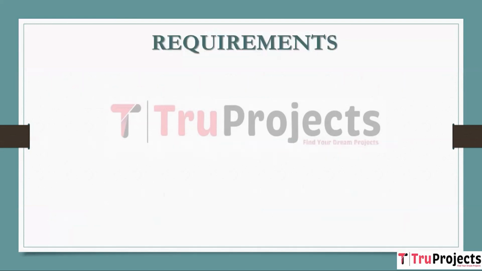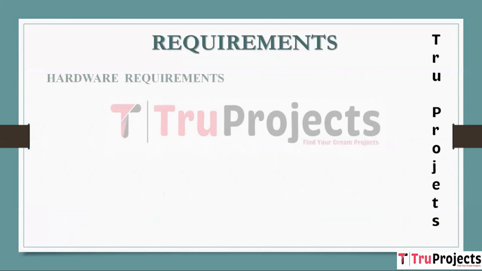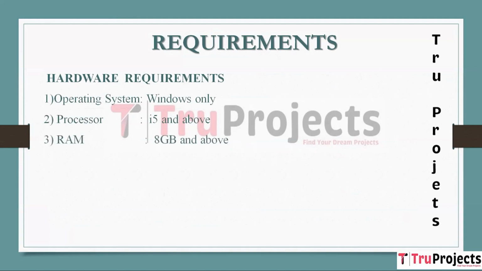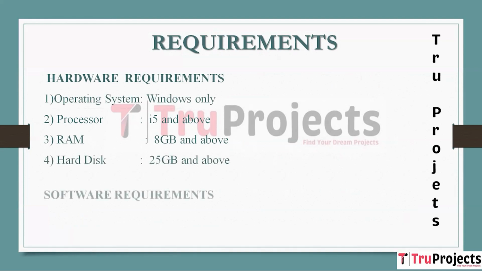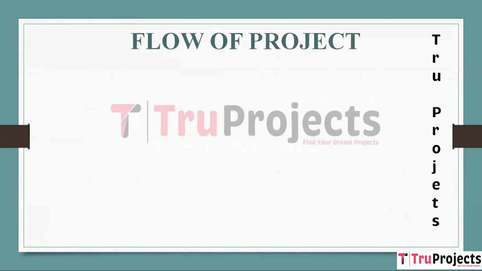Requirements. The requirements of the project are hardware requirements, in which we have operating system of Windows, processor of i5 and above, RAM of 8GB and above, hard disk of 25GB and above. Software requirements, in which we have Anaconda 3 and Visual Studio Community version. Flow of project. To implement this project, we have designed the following modules.